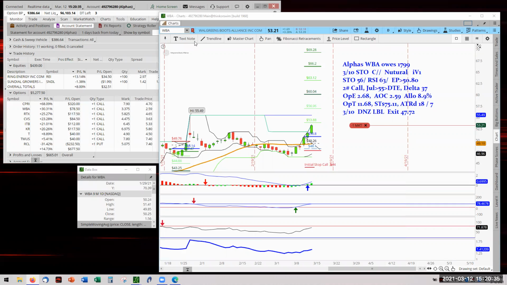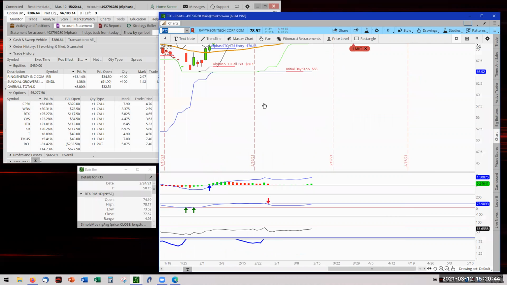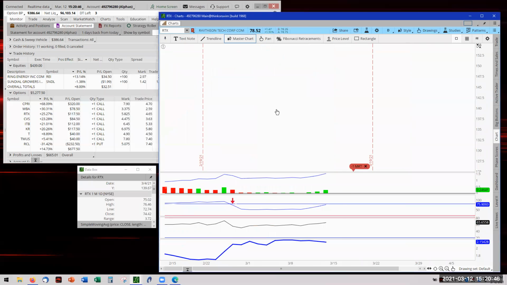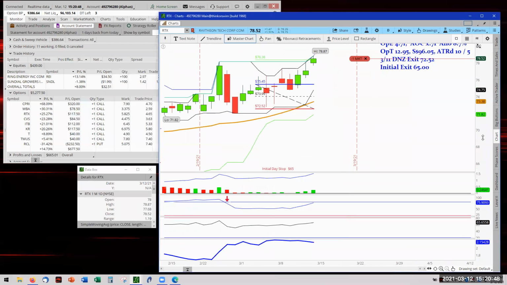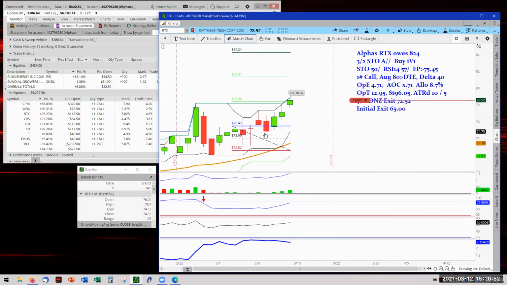That takes us to RTX, and we're running out of time, so I apologize. We're not going to get to the other positives, but we have some good working lessons in here. And there we are, RTX. This is Raytheon. It's coming up. Nice move. You like these nice 45-degree angles.